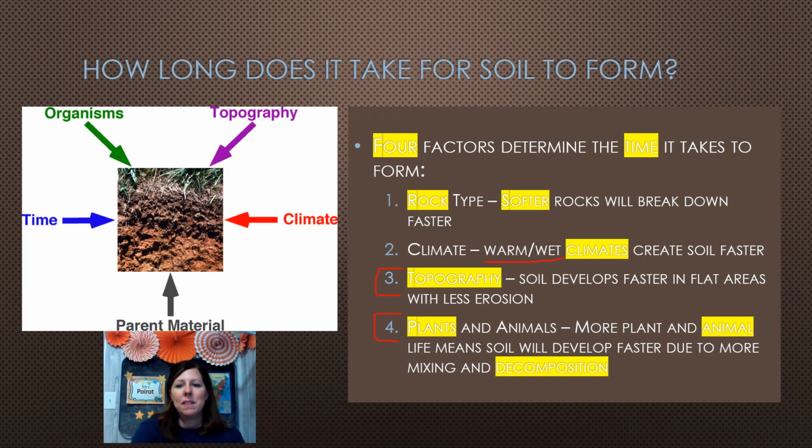So the more plant and animal life there is, the faster that soil will develop, and it will begin that mixing process and the decomposing. The microorganisms will help make the humus. So it depends on basically, do things already grow there? Do they not? And if they do, it's faster. If there aren't any plants and animals there, it takes much longer to make the soil.